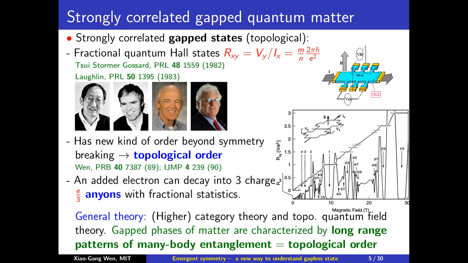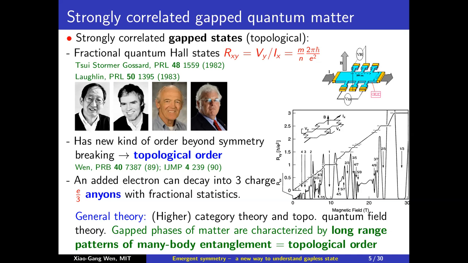Over these many years, we have started to get a systematic understanding of this kind of gapped quantum matter. It turns out that this kind of gapped matter is characterized by long-range many-body entanglement. So it's not a symmetry breaking pattern, but some pattern of many-body entanglement. Then you may ask, what is the mathematical foundation to describe many-body entanglement? Certainly it's not group theory.